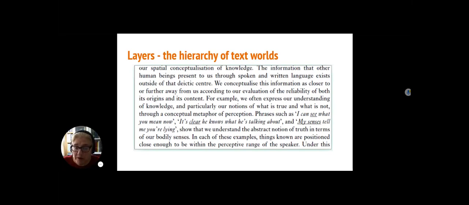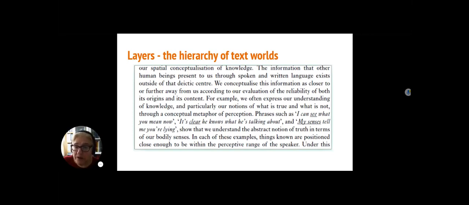We conceptualize this information as close to or further away from us according to our evaluation of the reliability of both its origin and its content. Its origin referring to the teller. For example, we often express our understanding of knowledge, and particularly our notion of what is true and what is not, through conceptual metaphors of perception, that is, sensory perception.